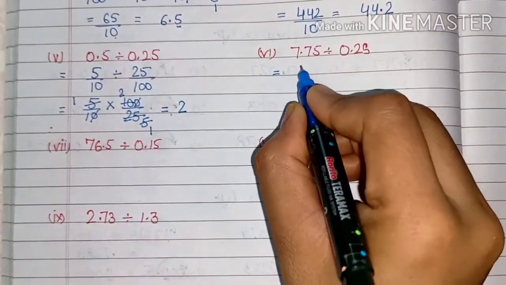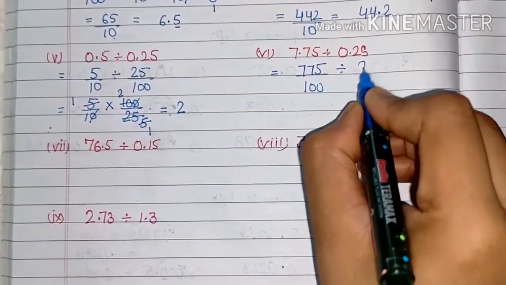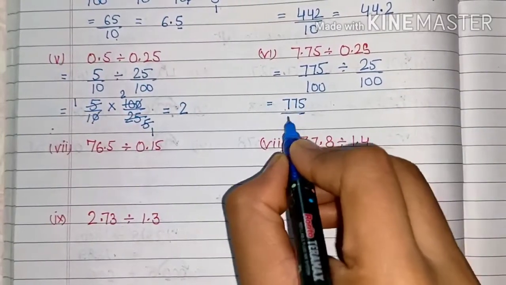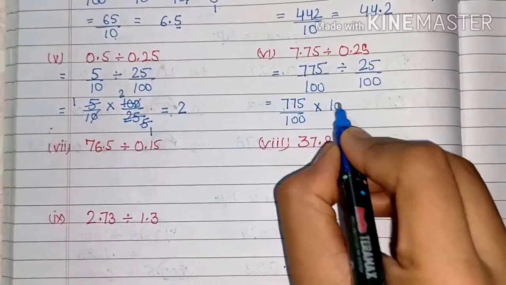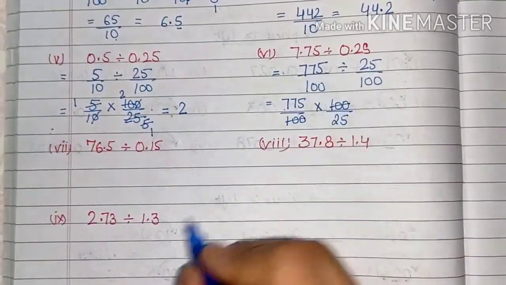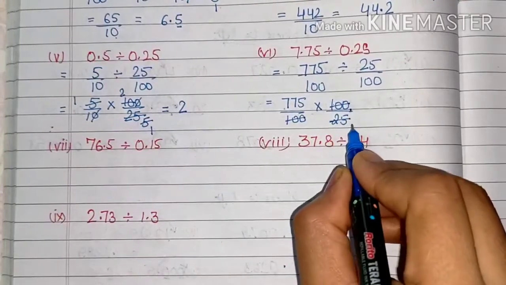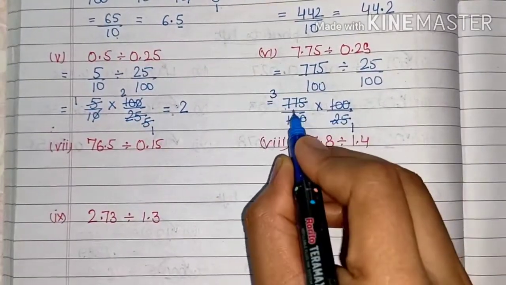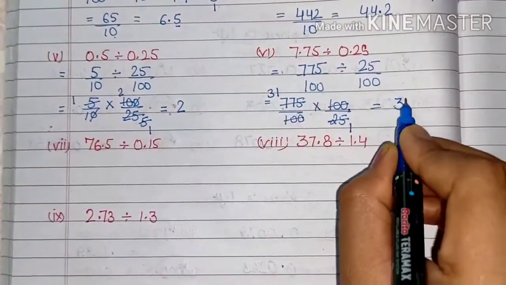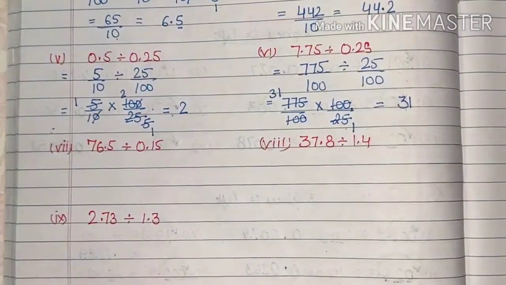In sixth part, remove decimal. 775 upon 100 divide by 25 upon 100. And now we will change divide into multiply. Take reciprocal. It is 100 upon 25. Now here both zeros will be cancelled with these zeros. That means 100 will be cancelled with 100. 25 ones are 25. 25 3s are 75 and 25 ones are 25. So it will be 31. Okay, so you divide 775 by 25. We will get here 31.